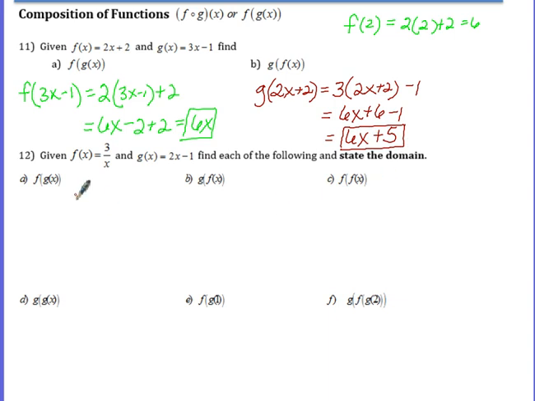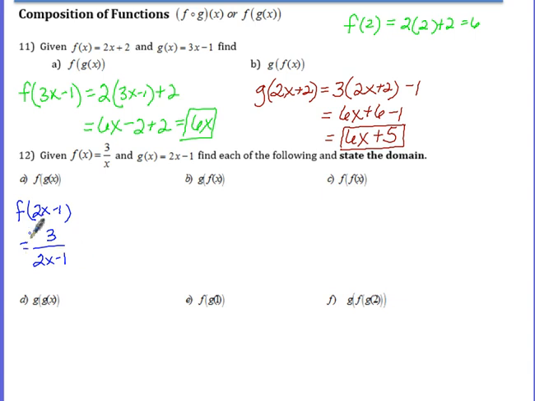So let's do a couple of these. We're going to do the composition, and then when we're finished, we're going to go check and see what the domain needs to be. So we are inputting the g function into the f function. So let's restate this just by reminding ourselves. This is f of 2x minus 1. All right, if that's the case, I take 2x minus 1 as my input and put it into the f function, and all inputs go here. So that means that's 3 over 2x minus 1.